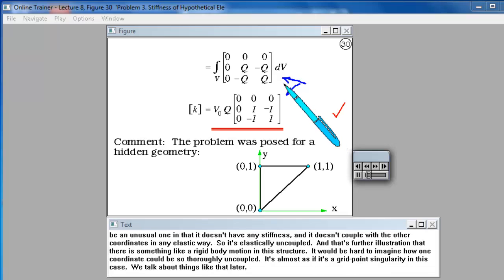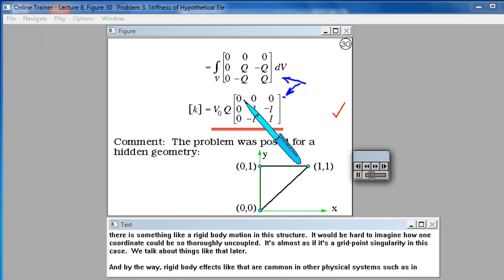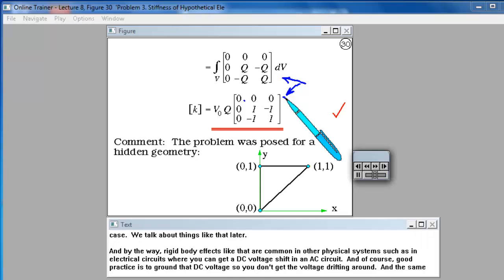In this form, you can see that the first coordinate would be an unusual one in that it doesn't have any stiffness and it doesn't couple with the other coordinates in any elastic way, so it's elastically uncoupled, and that's further illustration that there is something like a rigid body motion in this structure. It would be hard to imagine how one coordinate could be so thoroughly uncoupled. It's almost as if it's a grid point singularity in this case. We talk about things like that later.